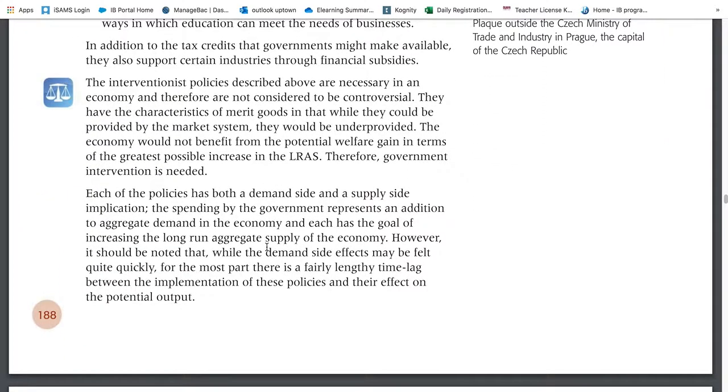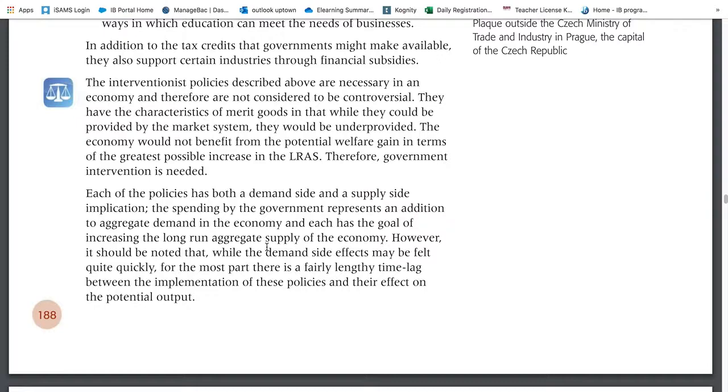So don't forget that in addition to these tax credits, there's also a lot of subsidies that could be provided. They're not really interventionist policies. They're not really considered to be controversial. What they really do is they have characteristics of merit goods. So they're trying to improve the supply of things that would otherwise be underprovided. So a lot of the welfare gains are quite important actually for some of these.